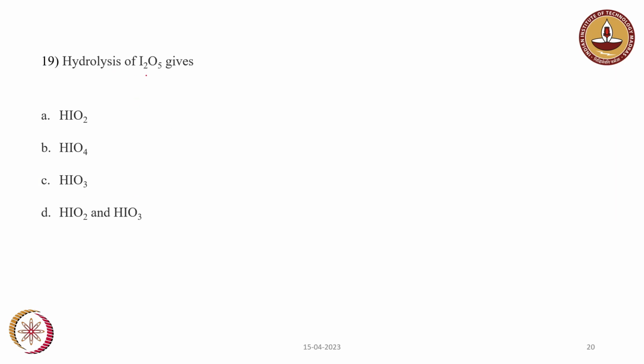Next question: hydrolysis of I2O5 gives. Option A is HIO2. Option B is HIO4. Option C is HIO3. And option D is HIO2 and 2 HIO3. So the answer is I2O5 plus H2O giving 2HIO3. So the answer is option C. Hydrolysis of I2O5 will give HIO3.